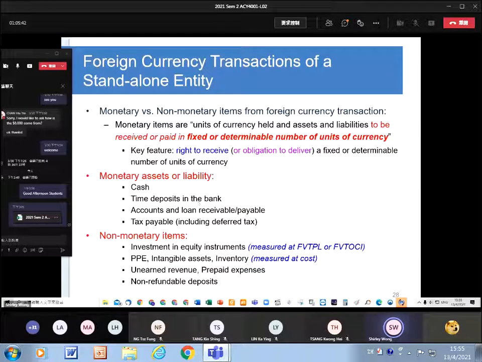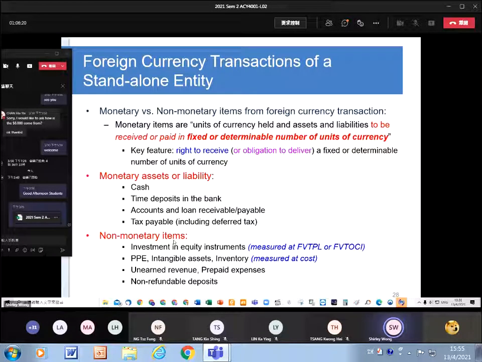How about non-monetary assets? We give you an example here, like investment in equity instruments. If you invest in a company's share capital, as we learned in ACY 4001, and you invest less than 20%, then that part is called your investment in equity instruments. If it is a trading investment, you will measure it at fair value through P&L. If it is a non-trading investment, you will measure it at fair value through other comprehensive income. So this investment is a non-monetary item.